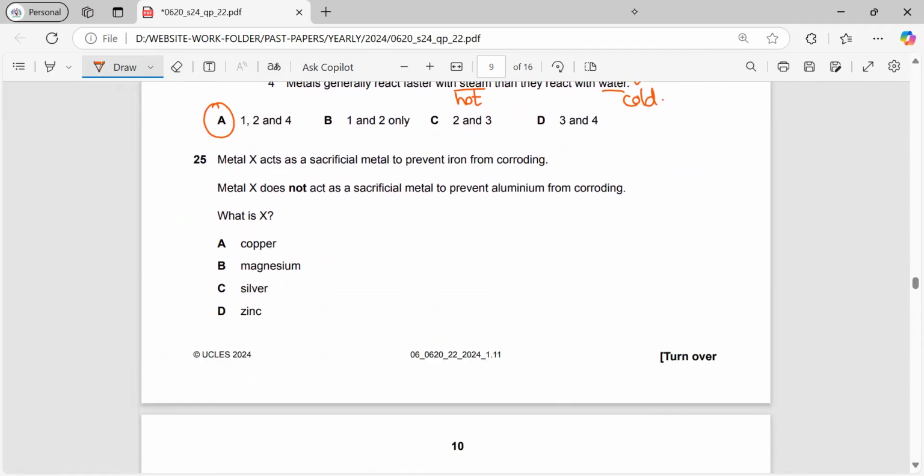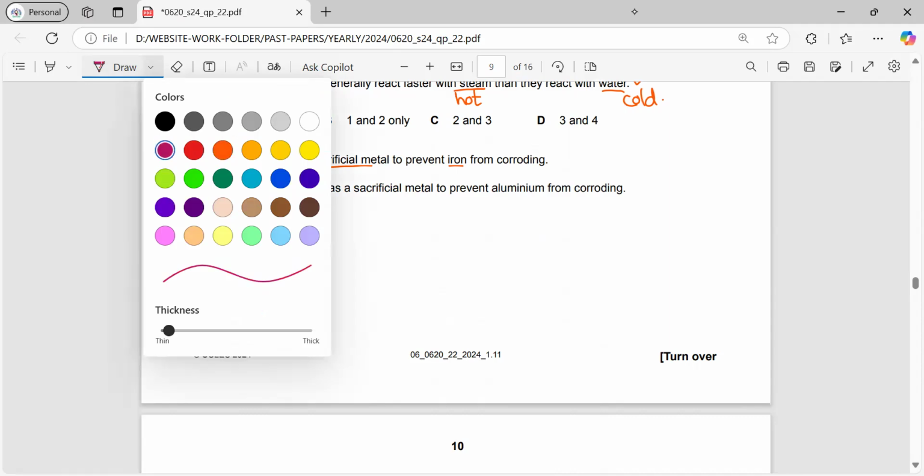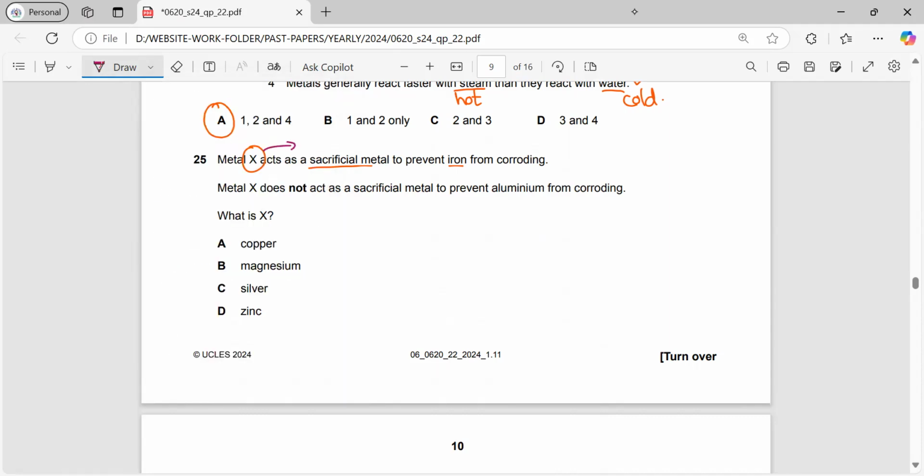Question number 5. Metal X acts as a sacrificial metal to prevent iron from corroding. Now, if it is a sacrificial metal, that means metal X has to be more reactive than iron. If it is more reactive than iron, then it can do the sacrificial protection of iron. It sacrifices itself to protect iron. It should be more reactive than iron.